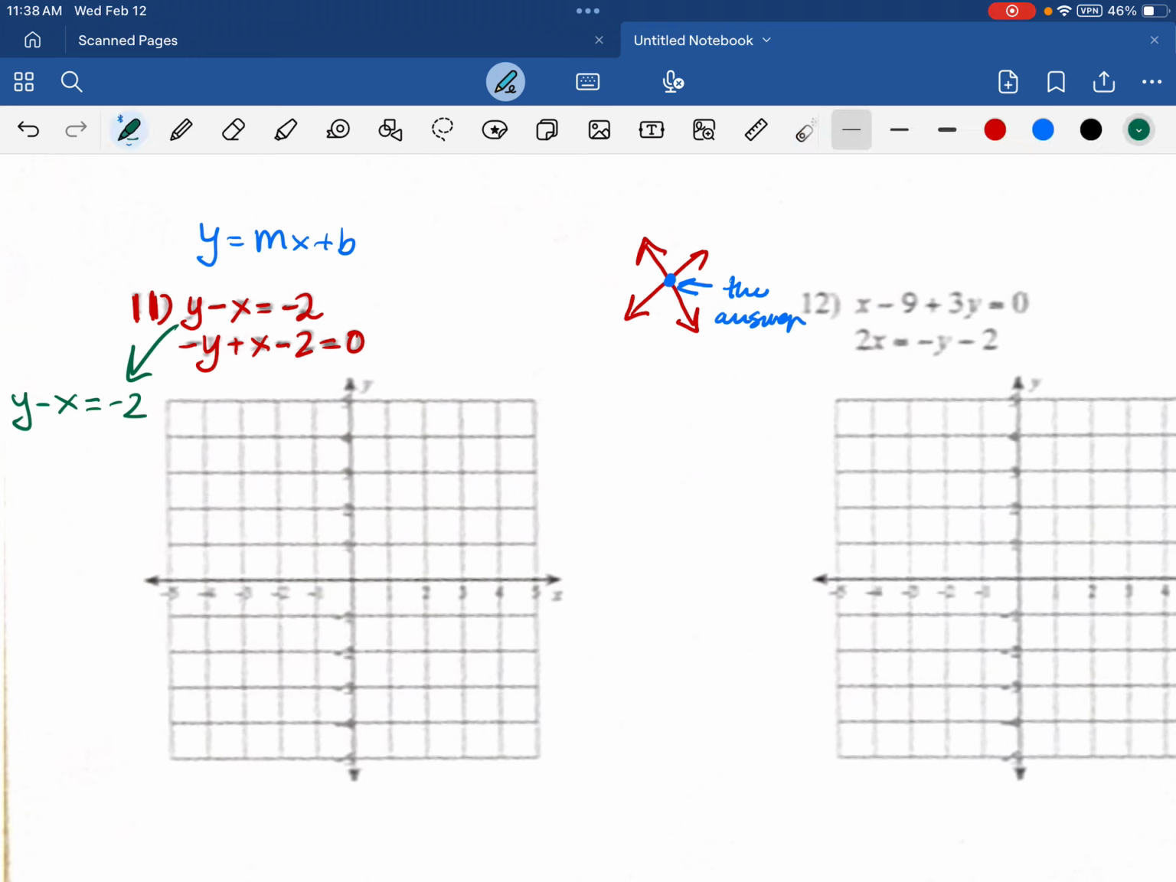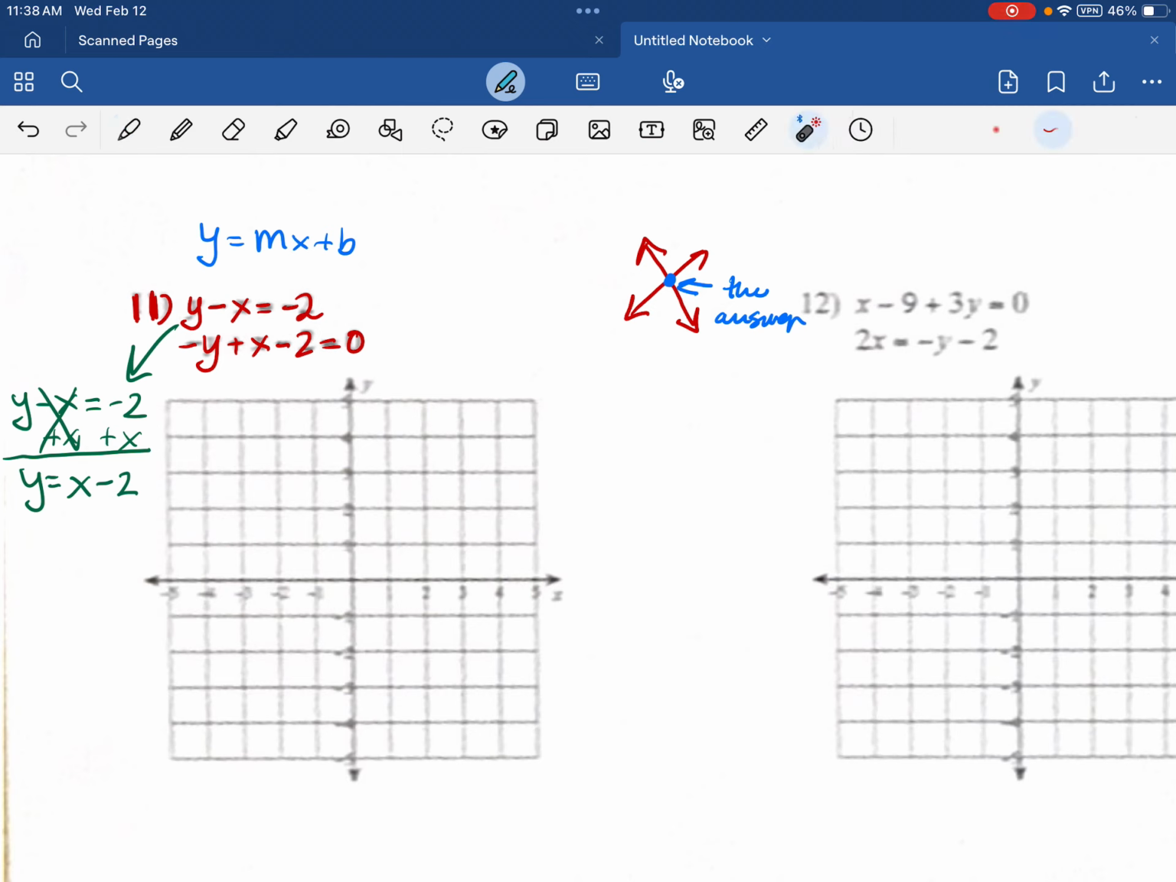Well, the way that I would undo minusing x is to add x to both sides. Those two cancel. x minus x is 0, the same way that 2 minus 2 is 0. And then I'll get y equals x minus 2. These two friends right there are not like terms, so I can't combine them. If I can't combine them, I'll just write them side by side.